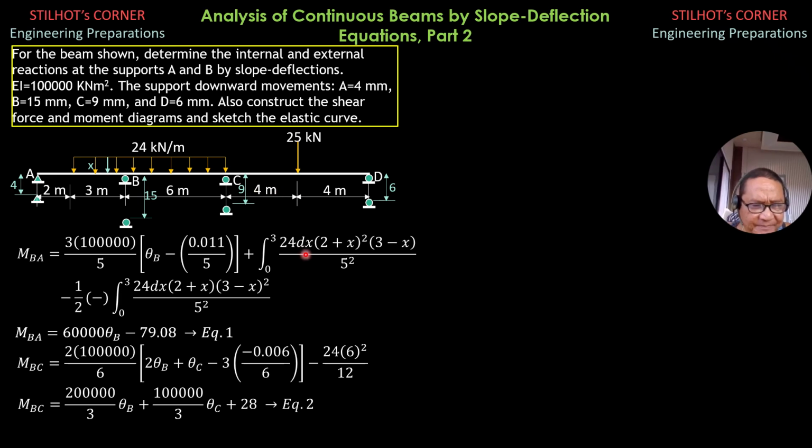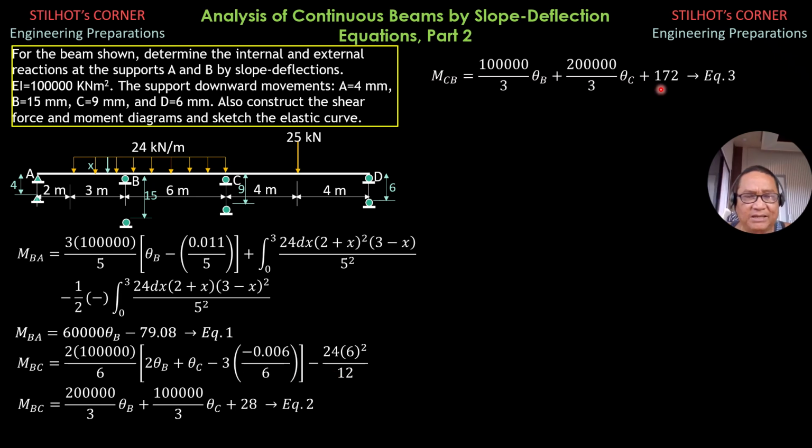Then MCB, we just interchange coefficient. So 100,000 over 3 theta B plus 200,000 over 3 theta C plus 172. This 172 is, remember, the value here is 100. Then this becomes plus 24 6 square over 12. Fixed moment at CB is positive. So this is 72 plus 100, so 172. Call that equation 3. Then finally, CD, moment at D is 0.